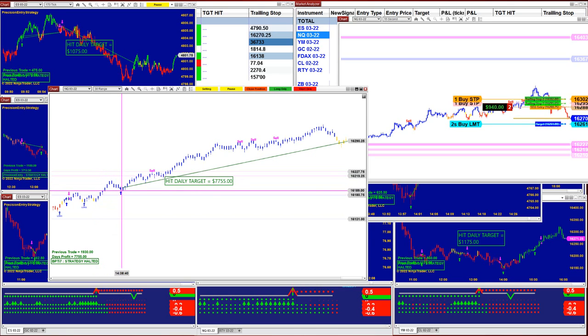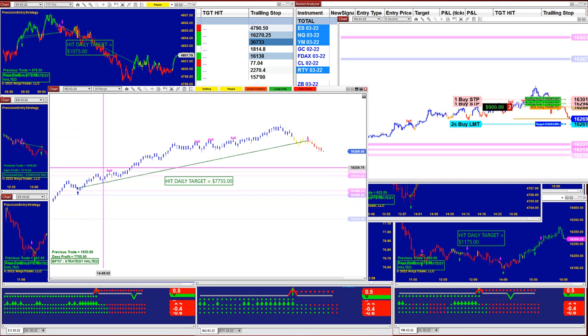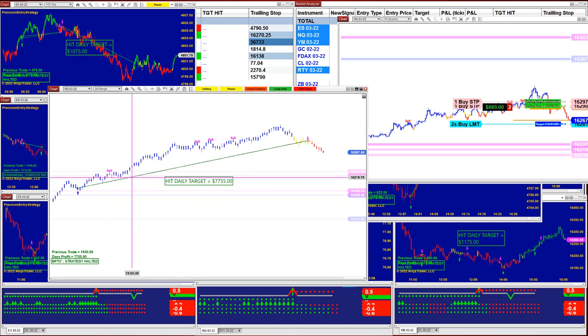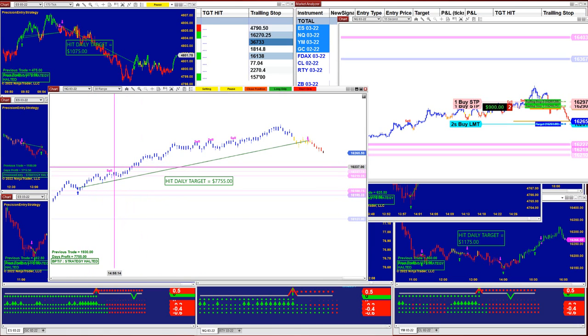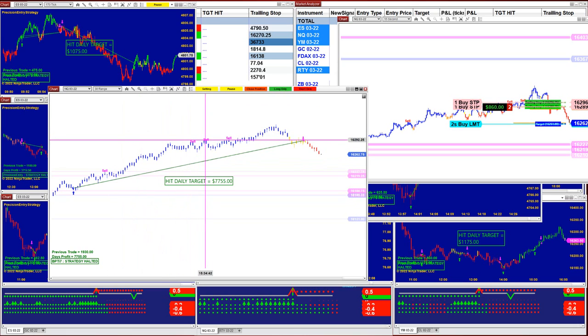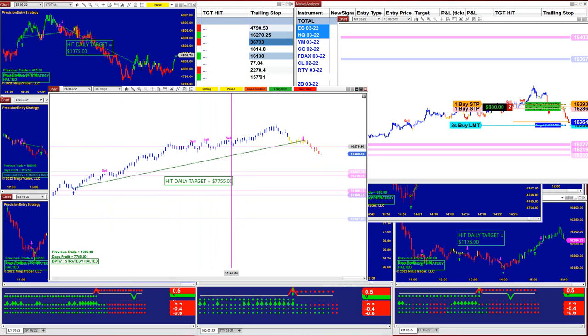Based on the pullback support area, we took that trade and it started giving you a warning: sell. You dismiss that because it was far from the trend anyway, and there is nothing to support that sell. But then at the end, they start giving you warnings: sell, sell, sell. So for a guy taking a ride here, this is around $5,000, $6,000.